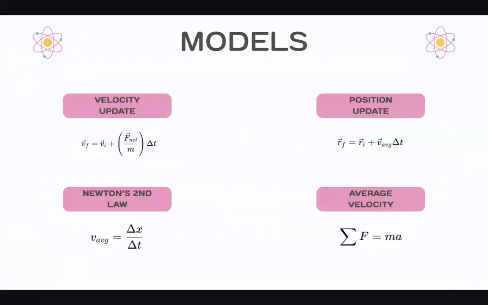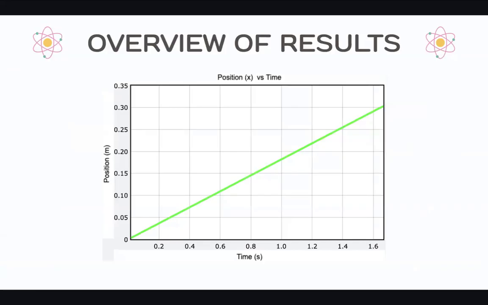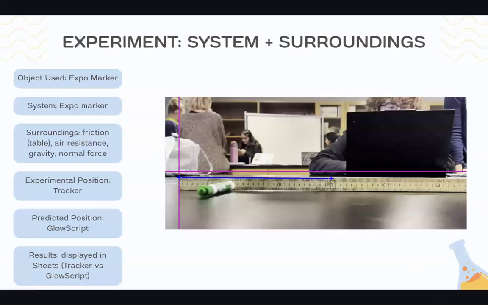The equations the model uses are here. The main idea is that the code updates the position in small time steps, and we use a velocity update and position update repeatedly over time. If we assume the net force is zero, then acceleration is zero, so velocity should stay constant, and position should increase linearly with time. So the important takeaway is the model should produce a straight line position versus time graph if constant velocity is happening. This is the GlowScript prediction for constant velocity. Since I set F net equal to zero, the model keeps velocity constant. So it is a straight line, and I will compare it later to the Tracker data.